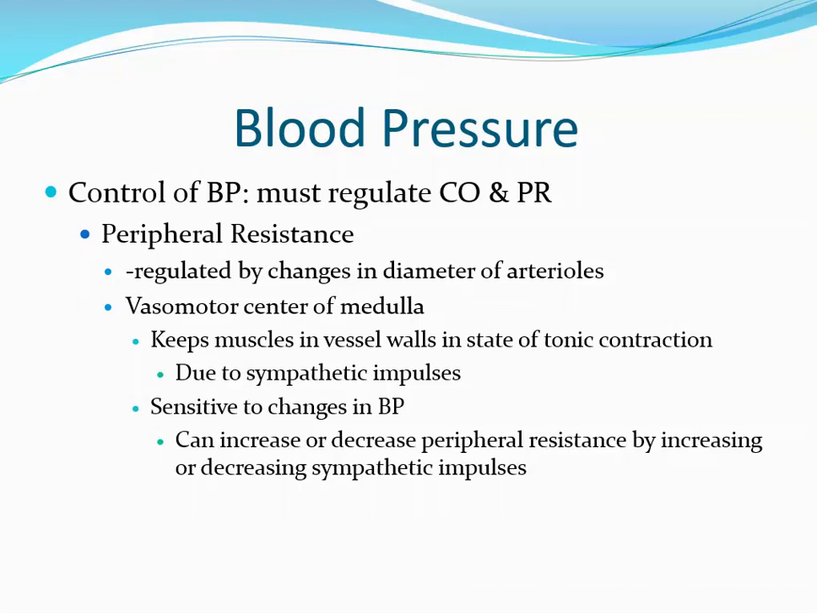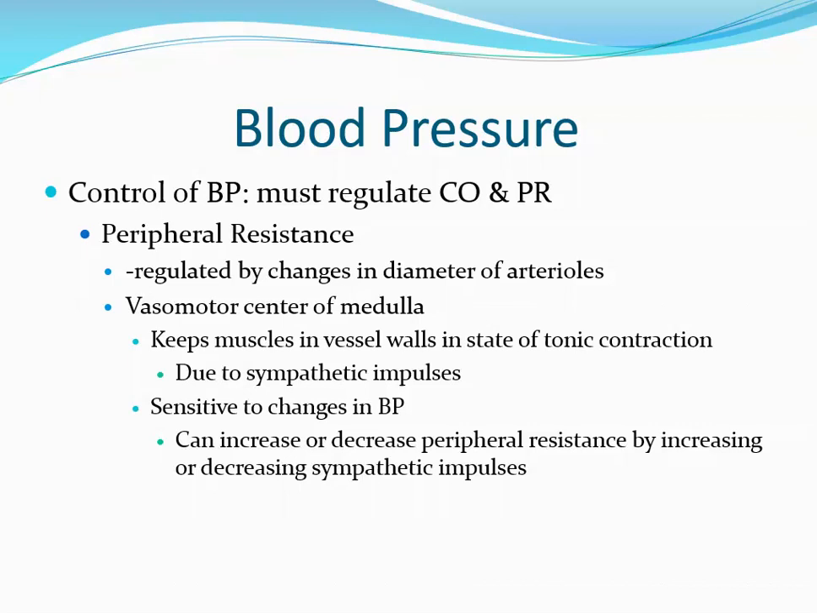Peripheral resistance is regulated by changes in the diameter of the arterioles. There's another control center called the vasomotor center in the medulla. This keeps the muscles in the blood vessel walls in a state of tonic contraction due to sympathetic impulses that it sends. This means that the blood vessels remain at a diameter somewhat in the middle. They are not at their maximum size and they are not at their minimum size. They remain in the middle.